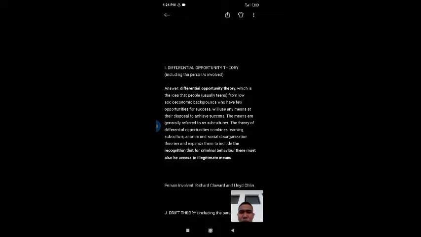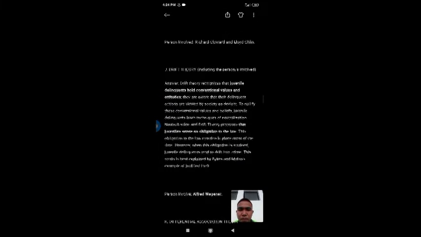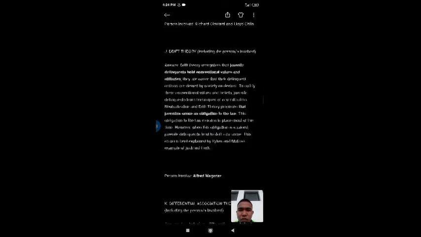So in this theory, the idea is that people from low socioeconomic backgrounds who have few opportunities for success will use any means at their disposal to achieve success. The means are generally referred to as subcultures. The theory of differential opportunities combines learning, subcultures, anomie, and social disorganization theories and expands them to include the recognition that for criminal behavior there must also be access to illegitimate means. So Richard Cloward and Lloyd Ohlin are the persons who proposed this one.